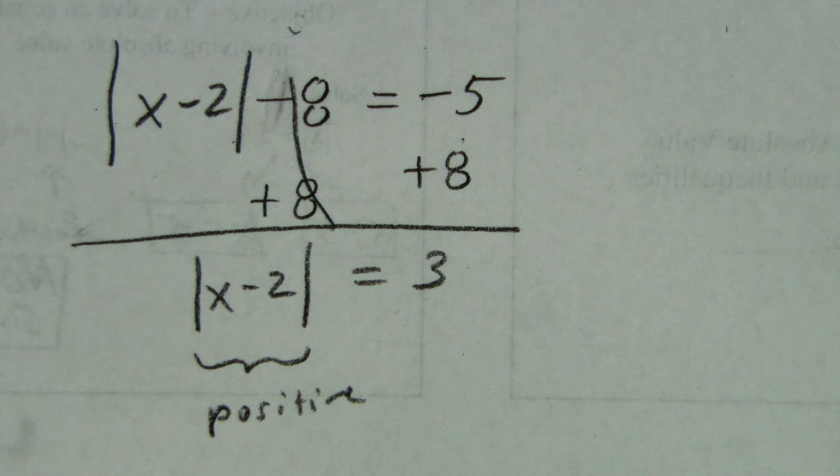Okay? So isolate the absolute value first and then check to make sure it's possible. And then if it is possible, go ahead and solve.